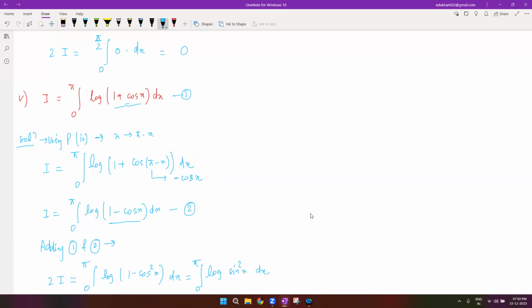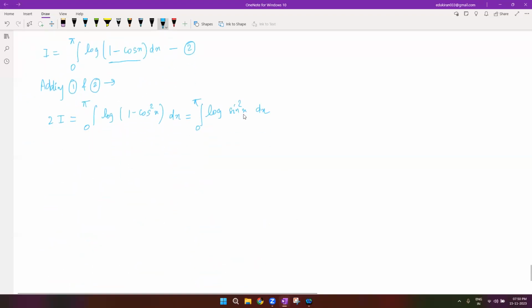And you can take 2 outside of log because this is the power of sine. So we can actually write this as 2 times log of sine x, because sine x has power 2. So I'm taking that power outside, which implies that we are actually calculating the integral from 0 to pi of log of sine x.